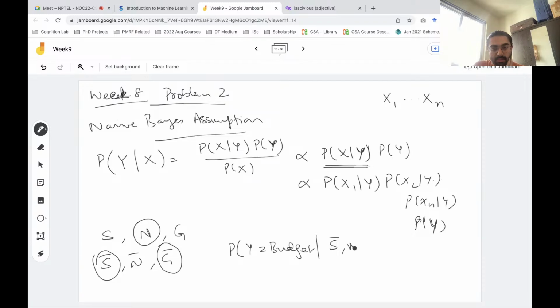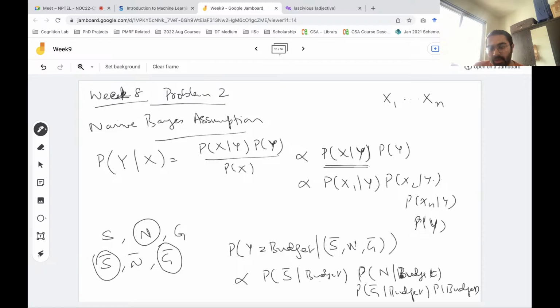So it is S bar, comma, N, comma, G bar. This is the x that we have. So we're saying this is proportional to the probability that I have S bar given a budget phone, times the probability that I have N given a budget phone, times the probability of G bar given budget, times the probability of budget, right? Until here it's clear, right? Now help me understand what these values are.